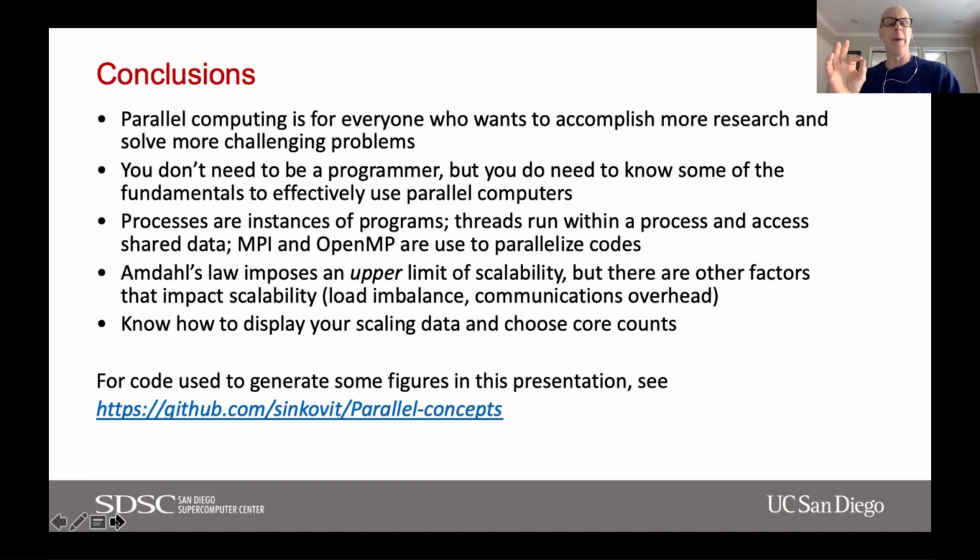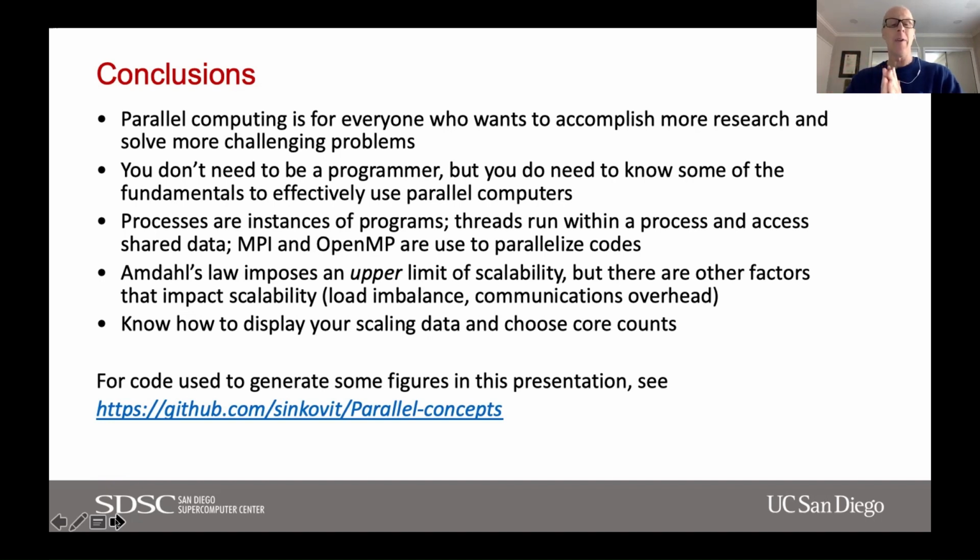In terms of scalability, always be aware of Amdahl's law, but also know that it gives you an upper limit on the scalability. And there are other factors that can impact the scalability, such as load imbalance and communications overhead. And then finally, know how to display your scaling data and choose core counts.